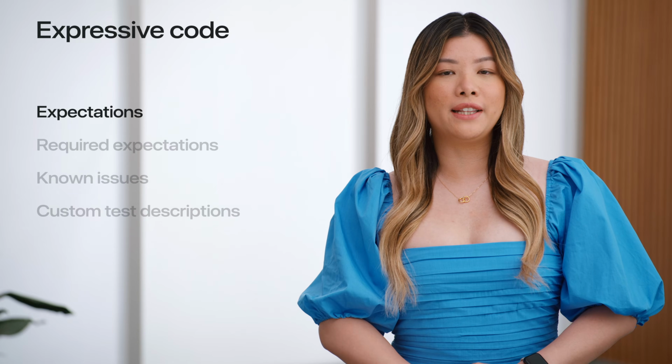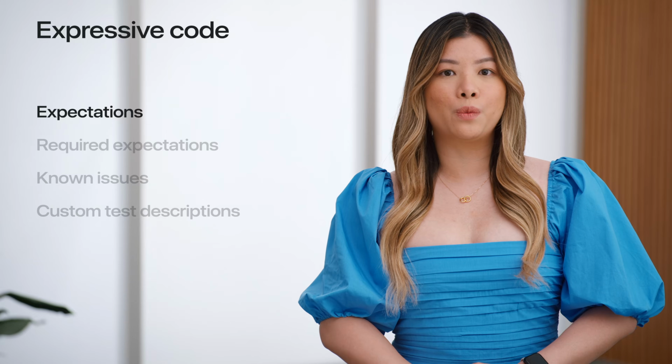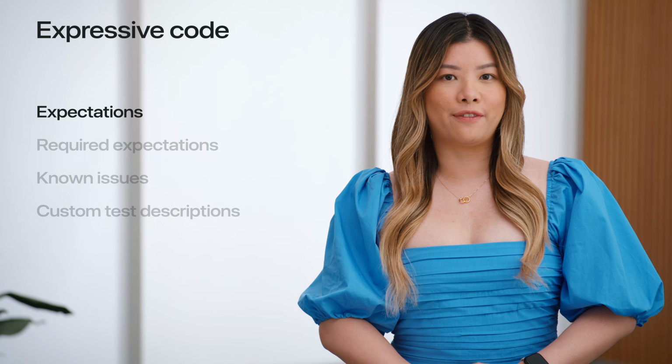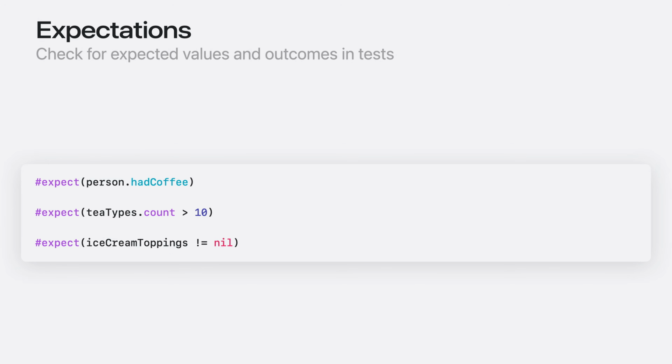Expectations are how you validate that your code is behaving as expected in Swift testing. They leverage Swift language features and syntax to provide a highly expressive and concise interface. Here are some examples of expectations with simple expressions that evaluate to true or false. However, the expect macro is much more powerful and can handle even more complicated validations.